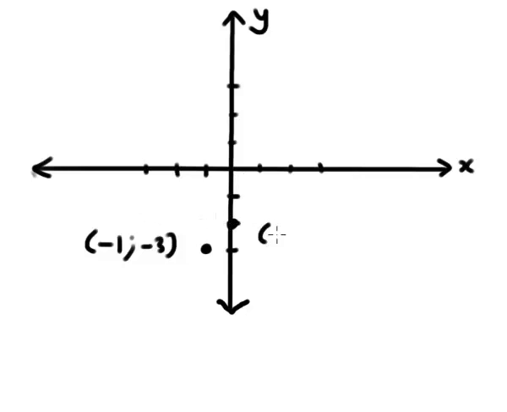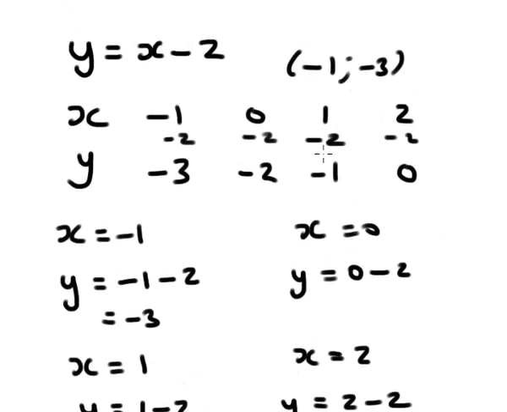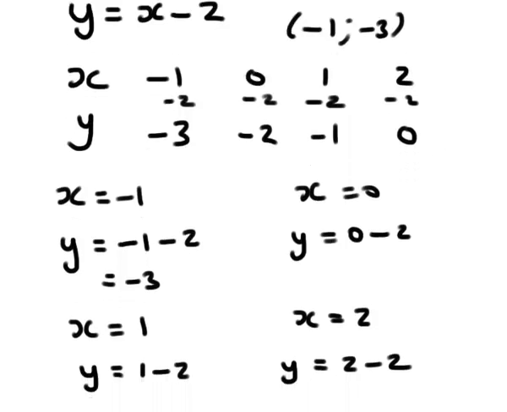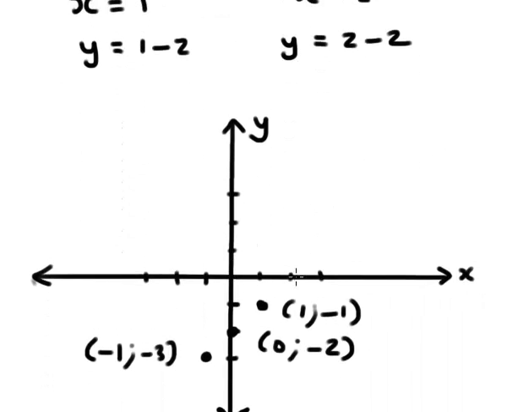Let me put him over here. And then I think it's 1, negative 1. Let's just check that. 1, negative 1. Have a look here. 1, negative 1. Correct. And x is 2, y is 0. So then x is 2 and y is 0.